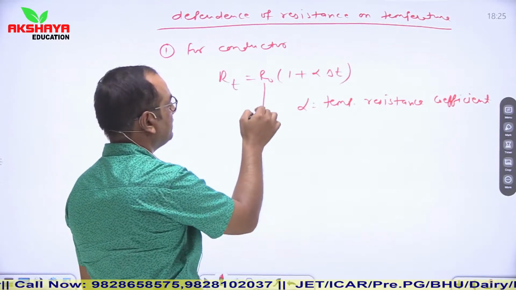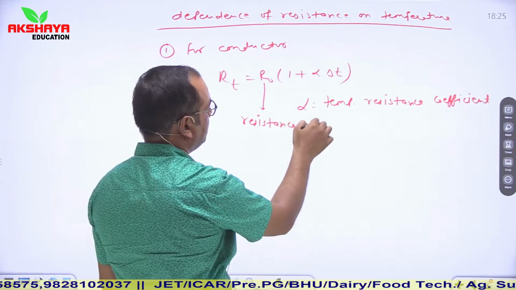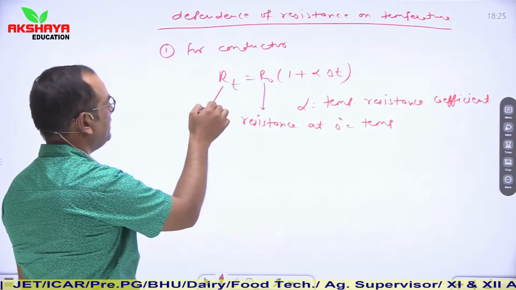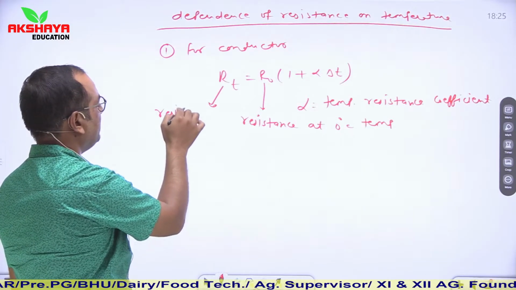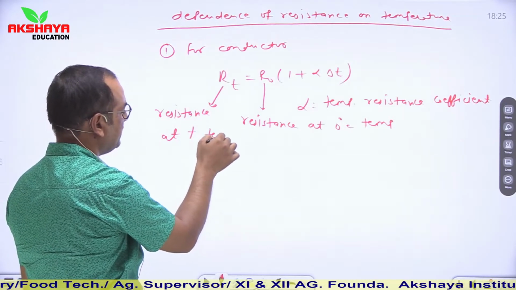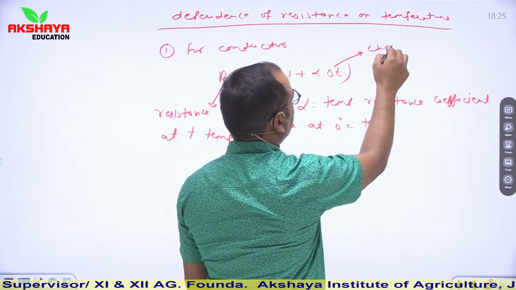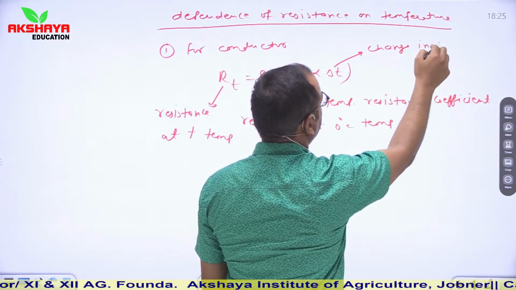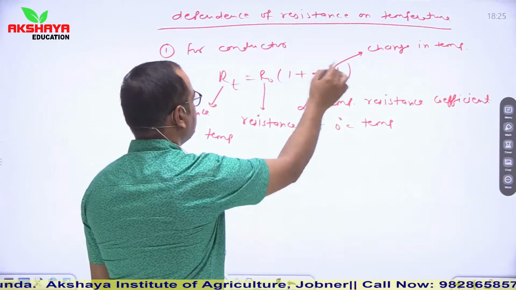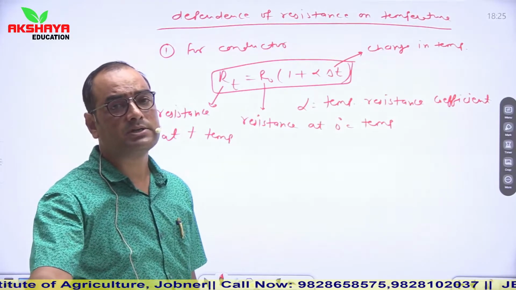R naught is resistance at 0 degree Celsius temperature. RT is resistance at T temperature. And similarly, del T is change in temperature. So this is the simple relation. From this relation, it is very clear to us that dependence of resistance on temperature is linear.